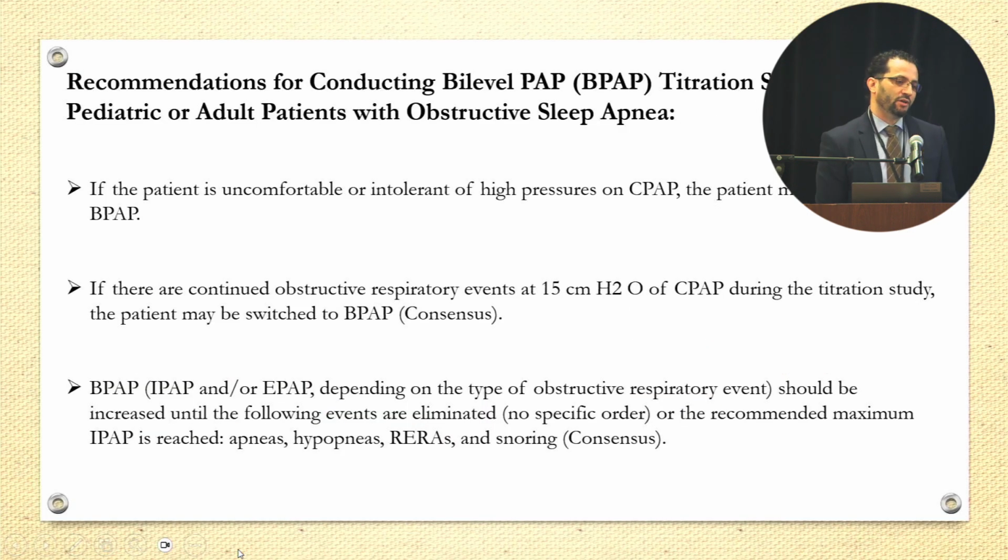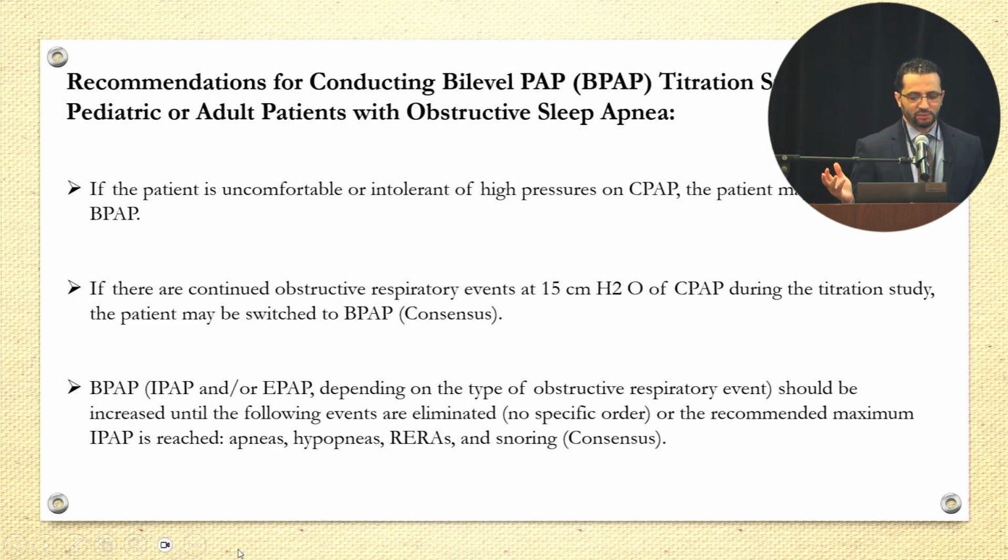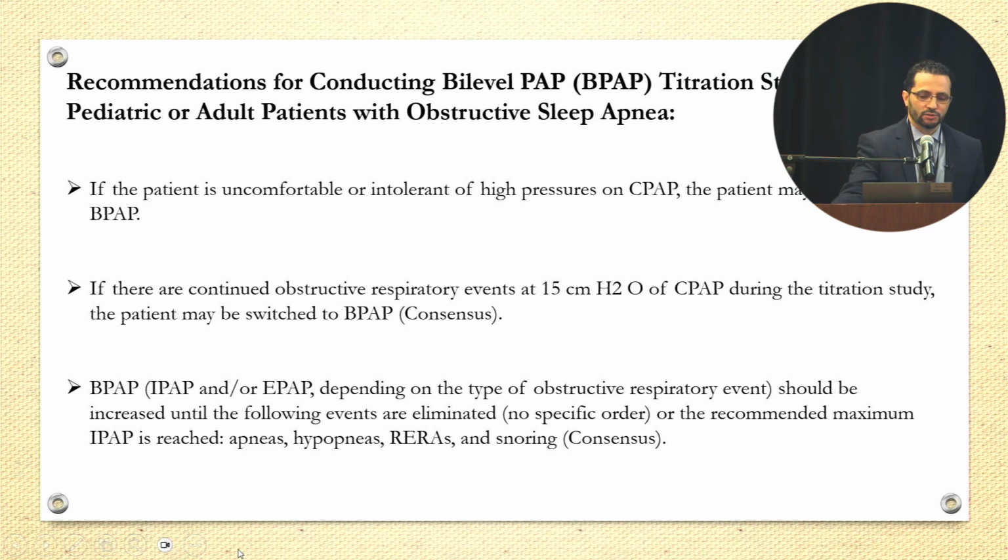So what do you do if you get to the maximum pressure allowed, or maximum pressure recommended, and your patient still has sleep apneas? Then you think about starting BiPAP. So we have basically 2 indications to start patients on BiPAP from CPAP. If your patient is uncomfortable or intolerant of the CPAP, even before you reach the maximum level, some patients at 12 or 13 centimeters of water pressure will tell you that they can't do this anymore. You could try them on BiPAP.